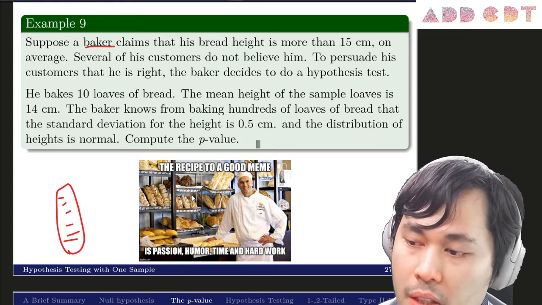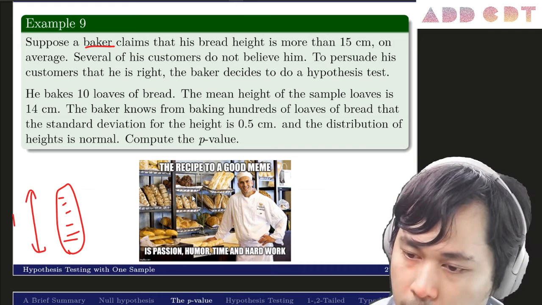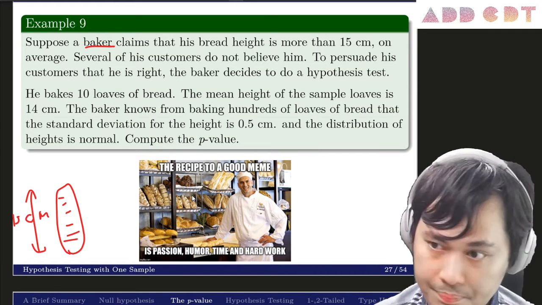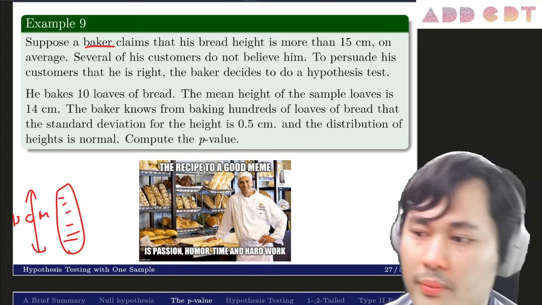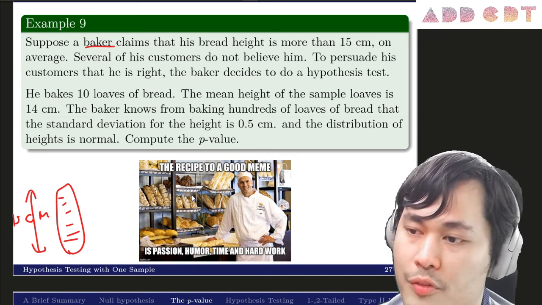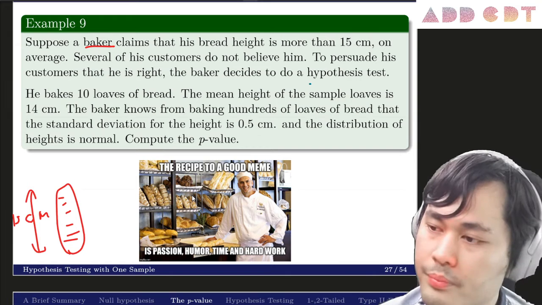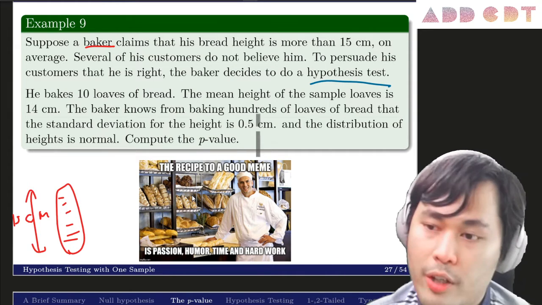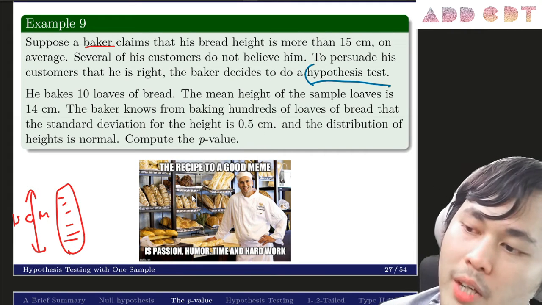Okay, anyway, this baker here claims that the bread is at least 15 centimeters, right? And of course some people might not believe him, so you have to test whether he's right or not. So you have to perform a test, but we don't perform a test yet. We only get the p-value first, right? So what do we do before we can perform a test?